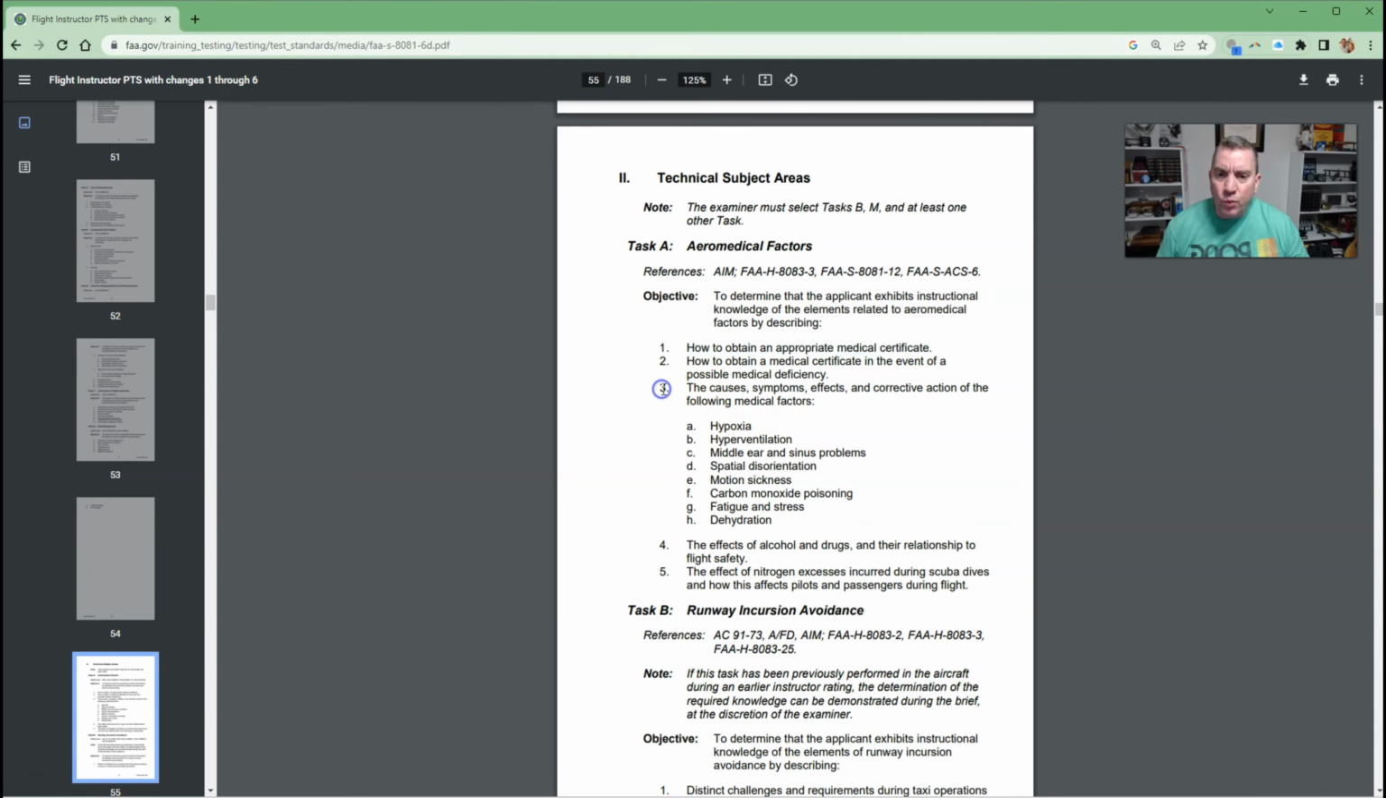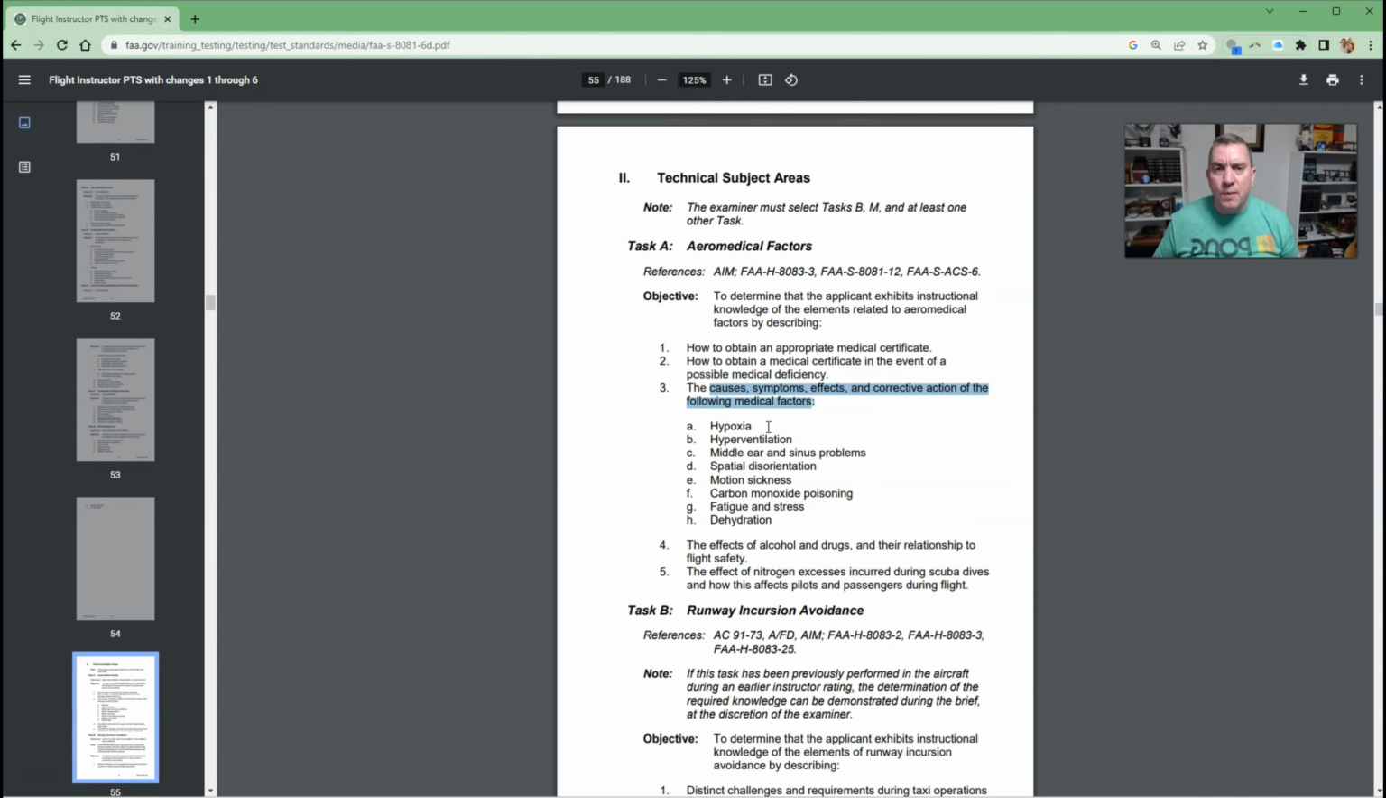If we go down to line 3 here, you can see that for hypoxia and hyperventilation and all the rest of these things, you have to know the causes, the symptoms, the effects, and the corrective action of the following factors. All right, so that's for every one of those, it's 4 items that you have to know for each. Maybe it's better just to lay out a grid at first when you're studying them. That way you can actually see hypoxia, and then 4 columns, and then put the causes, the symptoms, the effects, and the corrective action when you're studying it. And that way you can talk about all of this information.